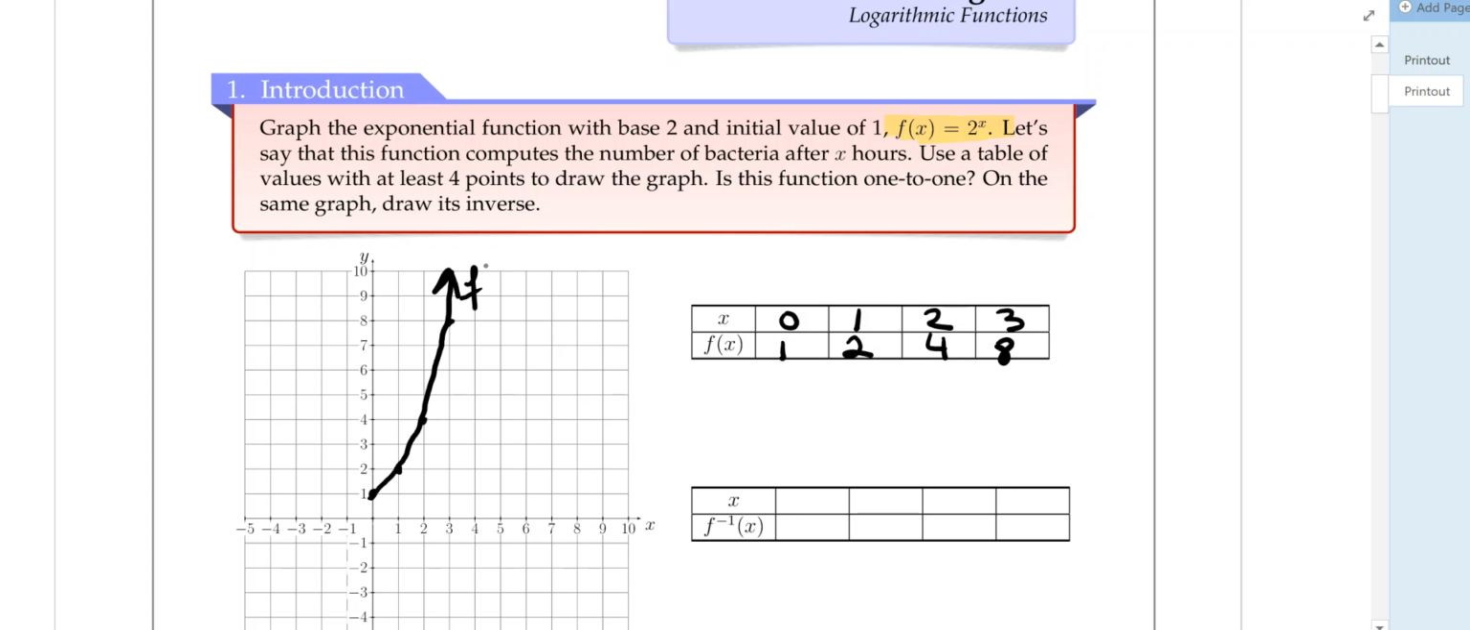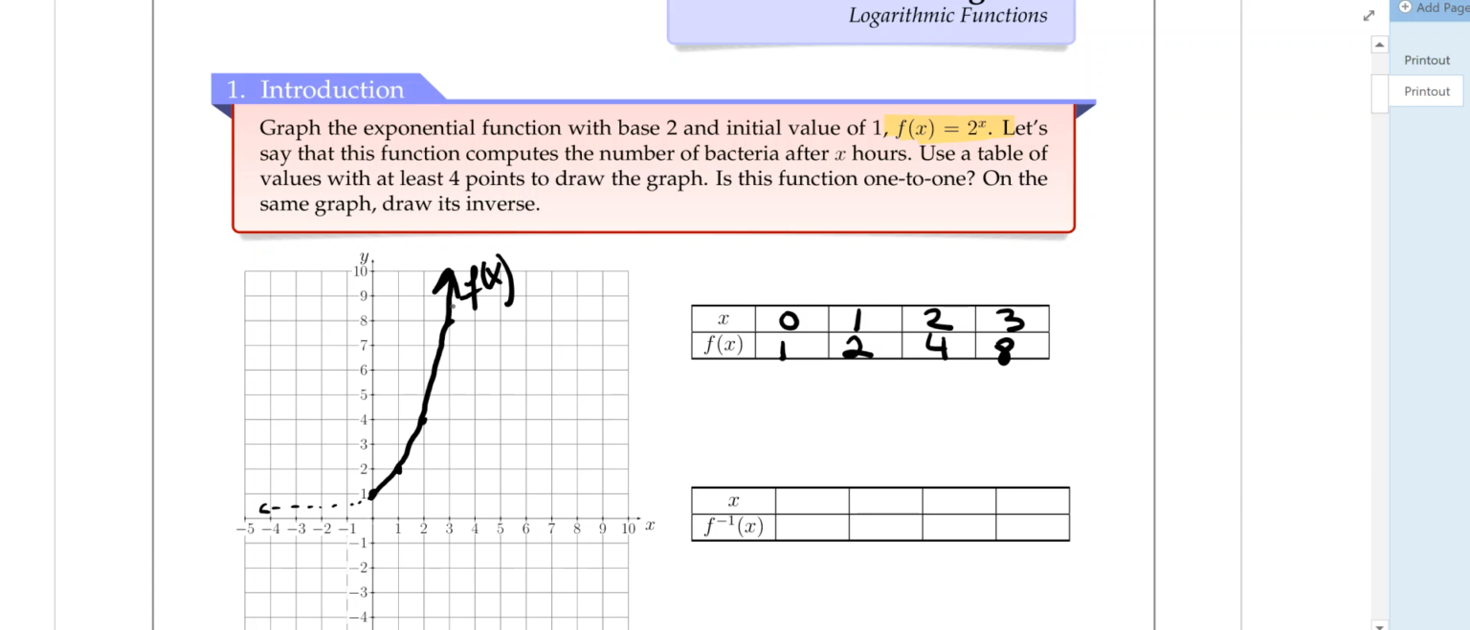So this is f of x. And if x did not represent hours, then we could have also this other portion of the graph. But since x represents hours, it doesn't make sense to have -1 hours or -2. So that's why we're looking only at this portion of the function.